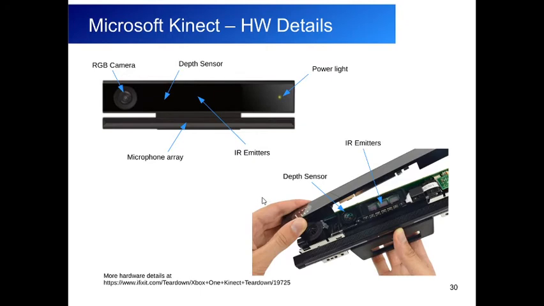The structure in detail is that you have an RGB camera on the left. There's a depth sensor here. You have infrared emitters that are used to retrieve information for the infrared sensor, and there's a power light. Here you have a microphone array, and inside you can see there is the depth sensor and the infrared emitters.